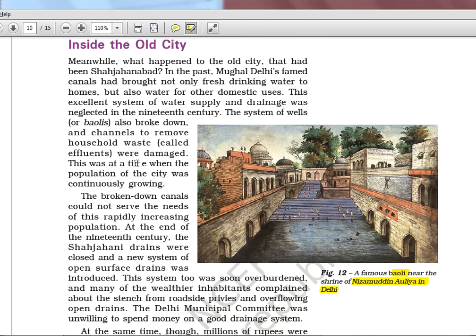In one of the other chapters I told you something called Baoli. Tell me what is Baoli, and now Bawali is a different thing. Try to recall what is Baoli. If you don't remember, watch all the series again.